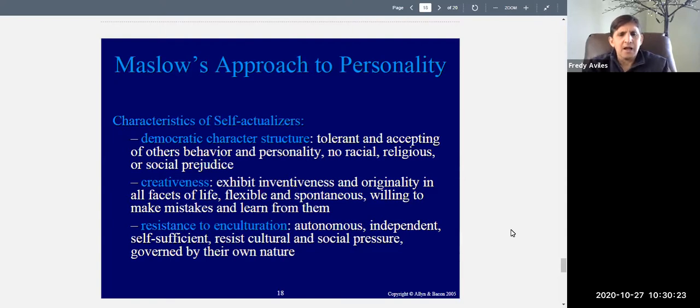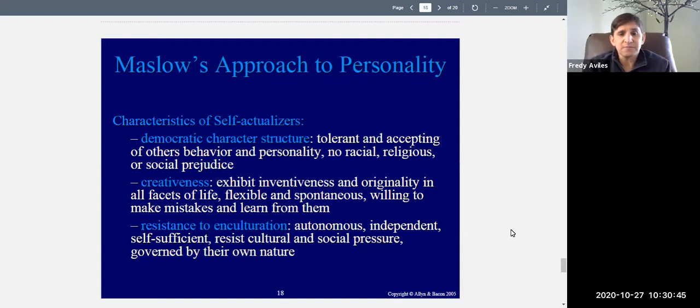All right. Creativeness. Yes, self-actualizers are more likely to be creative. They exhibit inventiveness, originality in all facets of life. They're flexible, spontaneous, willing to make mistakes and learn from them. So they're themselves, they're creative, right? They find different ways of doing things, different ways of thinking, different ways of expressing themselves. They're not necessarily all artists or musicians or things like that, but they could be. That's a way in which they can be creative.